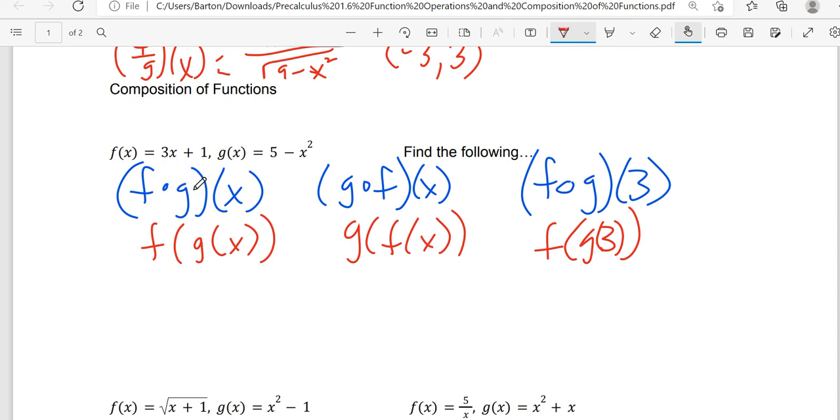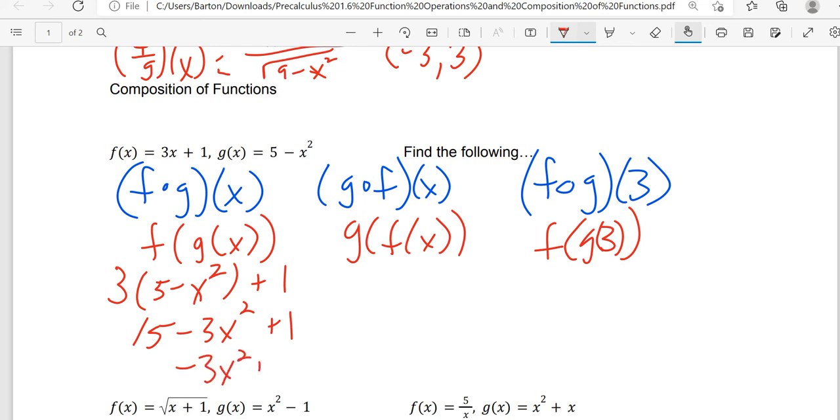Okay, so you work right to left. So take the g of x function, put it into x everywhere you see an x in the f of x. So if f of x is equal to 3x plus 1, instead of x, you're going to put in 5 minus x squared in for x and plus 1. Simplify, you got 15, not 10, 15 minus 3x squared plus 1. Simplify, you get negative 3x squared plus 16. And that is f of g of x is equal to negative 3x squared plus 16.